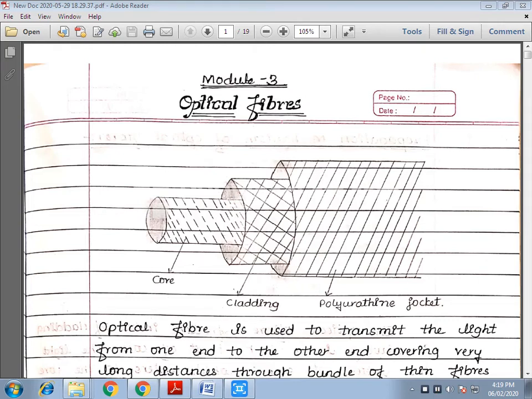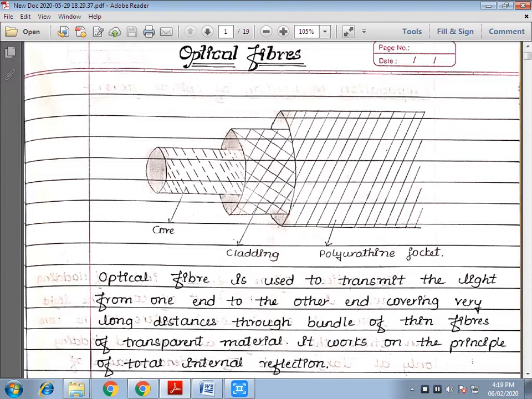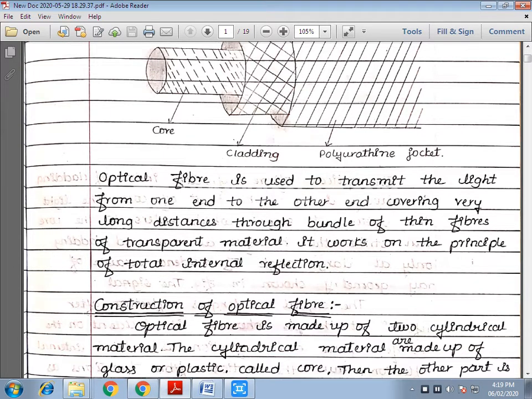Optical fibers. The optical fiber consists of a core, cladding, and polyurethane jacket. An optical fiber is used to transmit light from one end to the other, covering very long distances through a bundle of thin fibers.